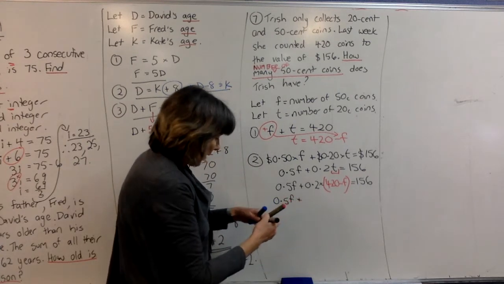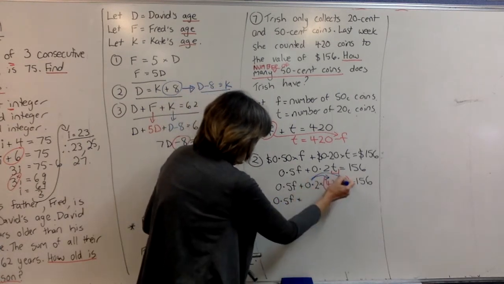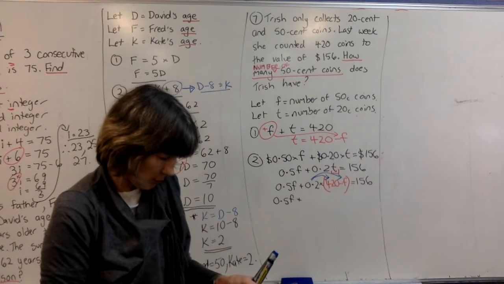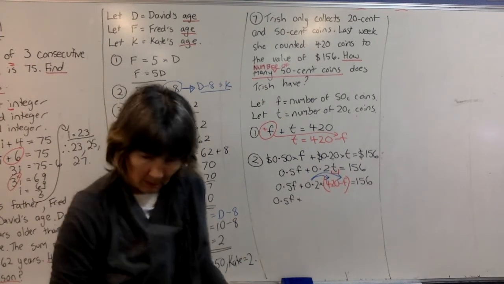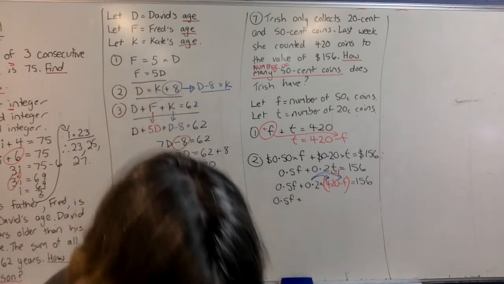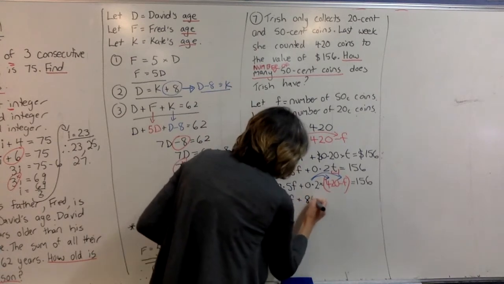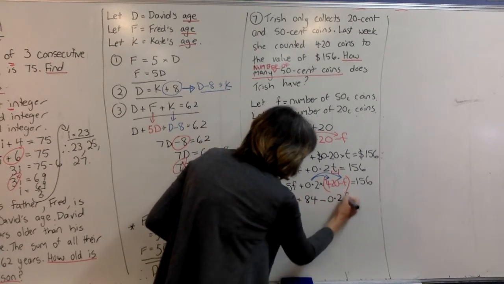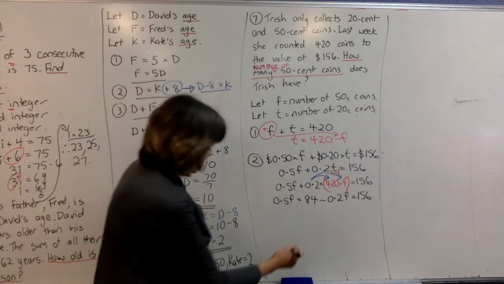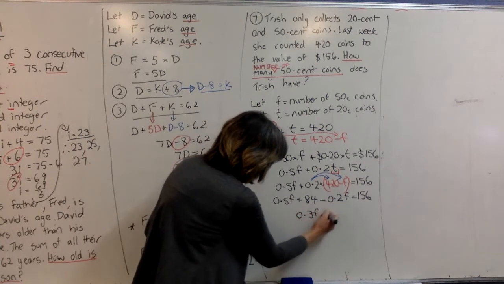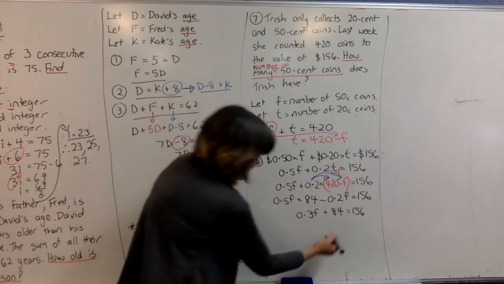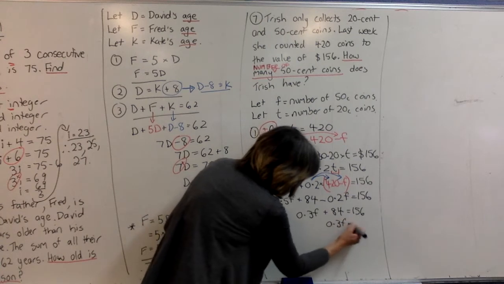All right, I'm expanding these brackets. So 0.2 times 420. I'll just work this out on the calculator, make sure I don't make any mistakes. And I think we've got 0.2 times 420, 84. Minus 0.2f equals 156. All right, collect the like terms here with the f's. 0.5 minus 0.2 is 0.3f plus 84. All right, 0.3f, get rid of your 84.